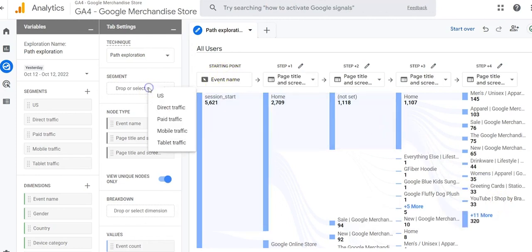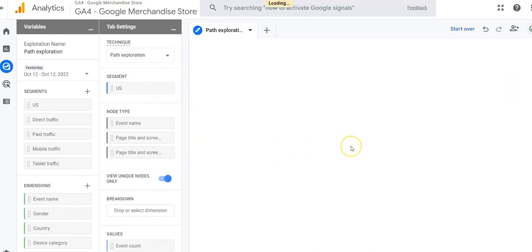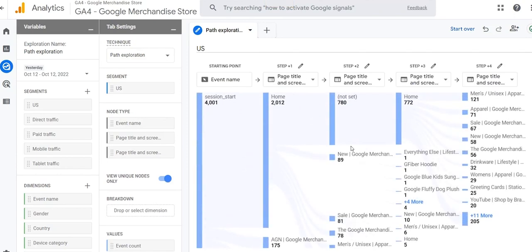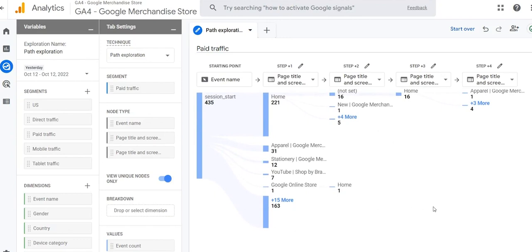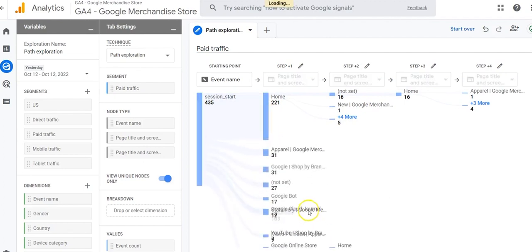You can then segment this out and say, hey, let's just look at our US traffic. And then suddenly we have a little bit more. We have less numbers. We can get to see where people went from the US. We can get rid of that segment, and we can say, well, let's look at what happened with paid traffic. So paid traffic came in. We had 435 people come through paid. Based on the settings we had before, it's a little hard to see, but we're not seeing where anybody actually made a sale. Always good to look a little bit further.